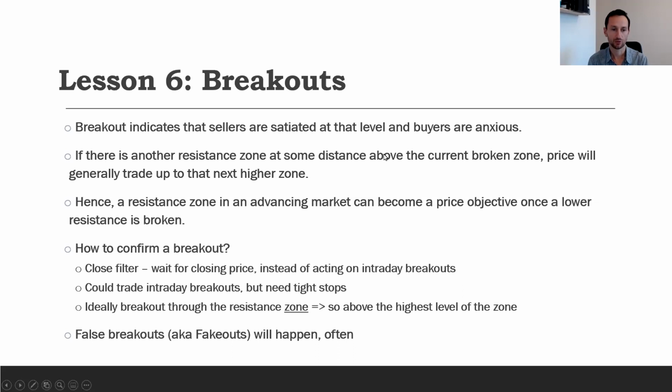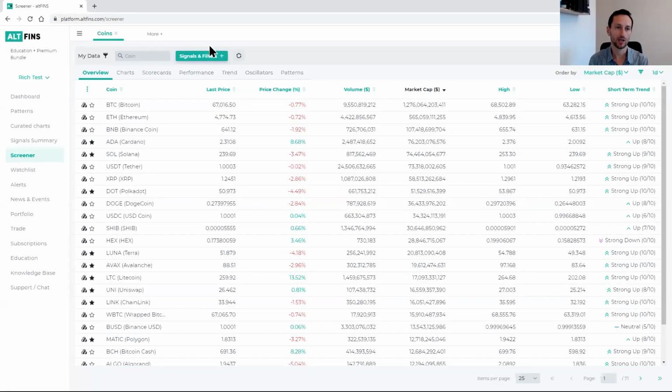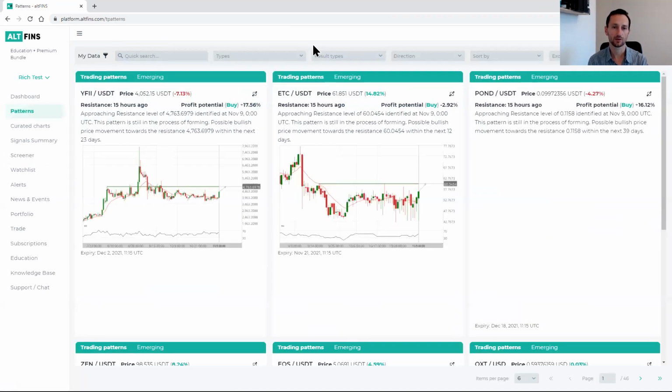And then we'll talk about how to confirm a breakout. But let's first look at emerging versus breakout. On our platform, this is something that our platform does excellently, I'd say, is detect breakouts and emerging patterns. And of course, I'm sure you've come across this on our platform.